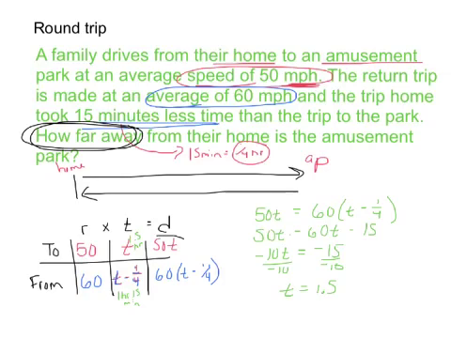So the distances, I can stick with the 50t. The distance is given by 50 times the time of 1.5. So in other words, it's going to be 75 miles away from the house. And I can confirm that by figuring out what 60 times 1.25 is, and that's going to give me the 75 miles as well. Okay.